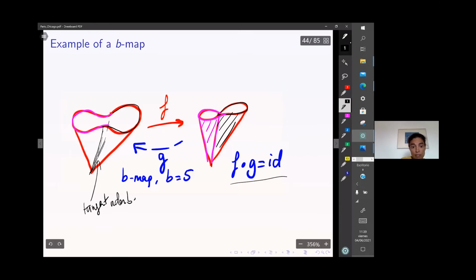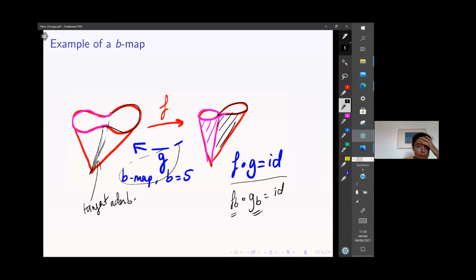Since this is a b-map, by functoriality you have that at the level of the homology groups of the space, these are isomorphisms.